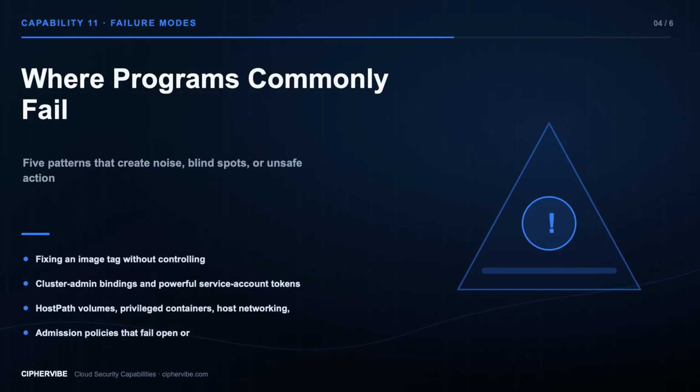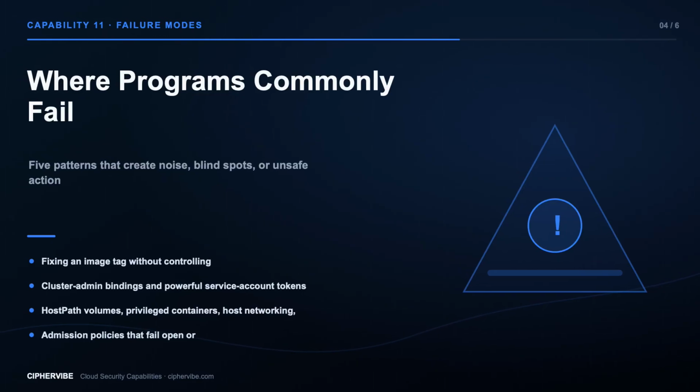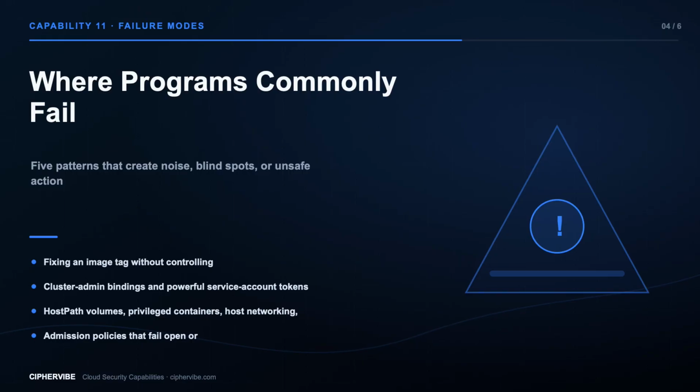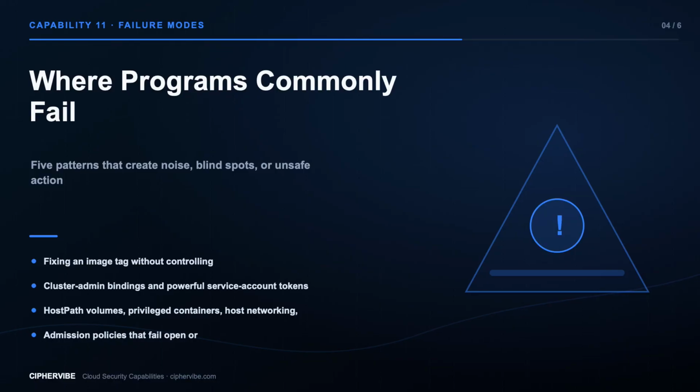These failures share a pattern. A local measure looks successful while the full outcome is weak. A connector, scanner, or repair can report success while coverage, exploitability, or recurrence remains unresolved.